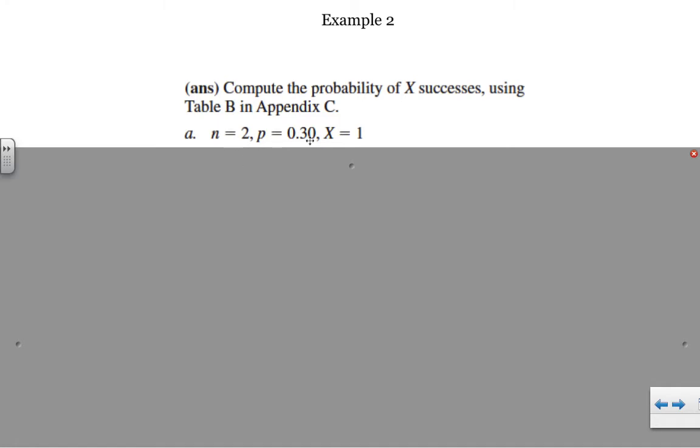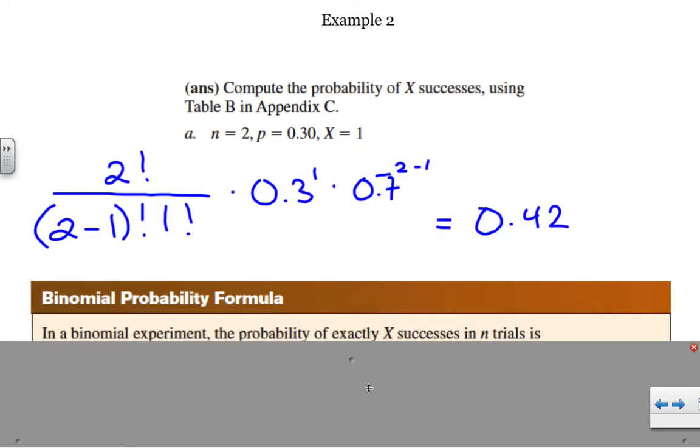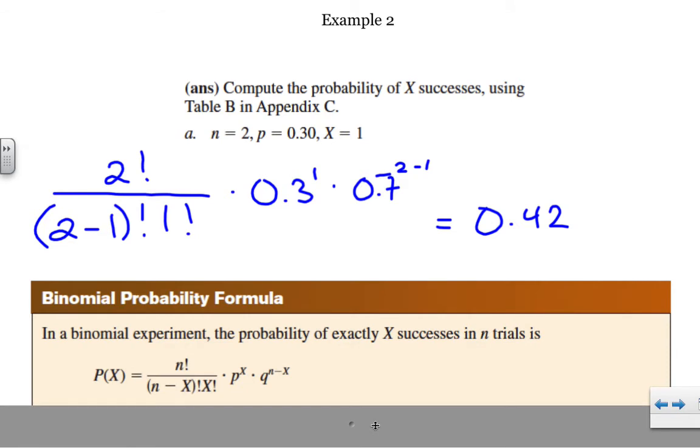The probability of success is 30%, and we want 1 success. So what is the probability of 1 success if we run 2 trials and we have a 30% chance of success? The first thing we have is the formula. I want to show you the formula. It looks meaner than it is. Calculators will do most of the work for you.